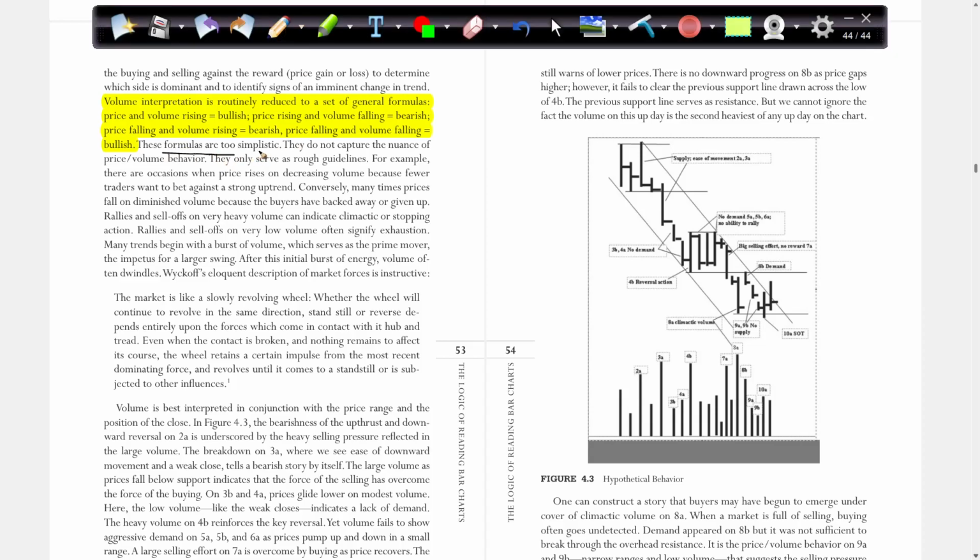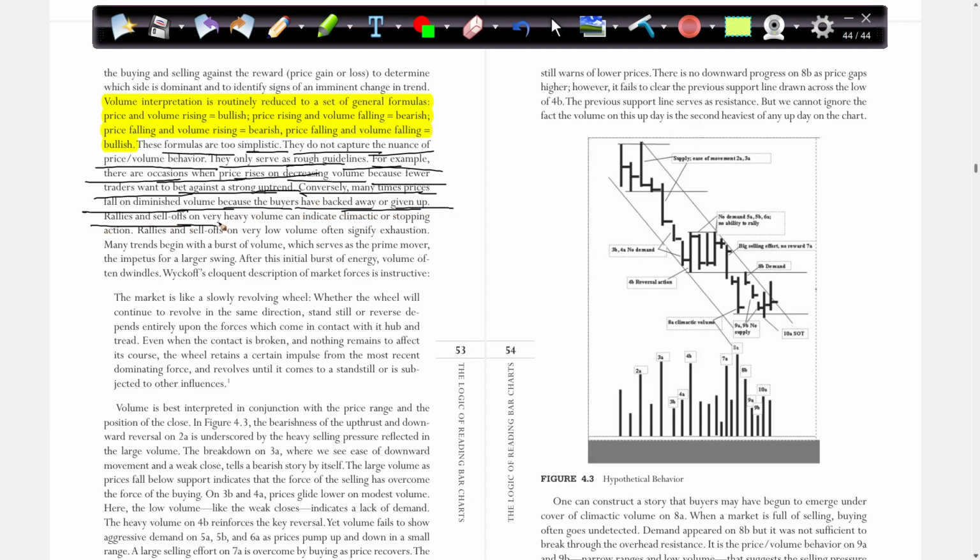These formulas are too simplistic. They do not capture the nuance of price volume behavior. They only serve as rough guidelines. For example, there are occasions when price rises on decreasing volume because fewer traders want to bet against a strong uptrend. Conversely, many times prices fall on diminished volume because the buyers have backed away or given up. Rallies and sell-offs on very high volume can indicate climactic or stopping action. Rallies and sell-offs on very low volume often signify exhaustion.